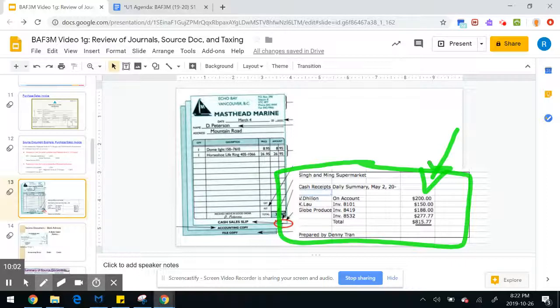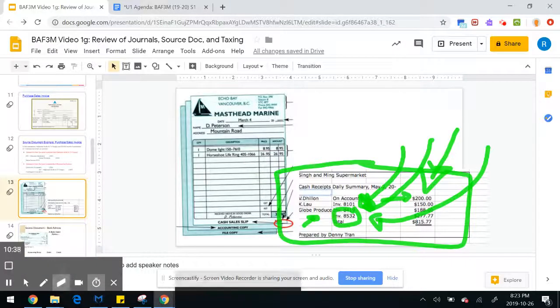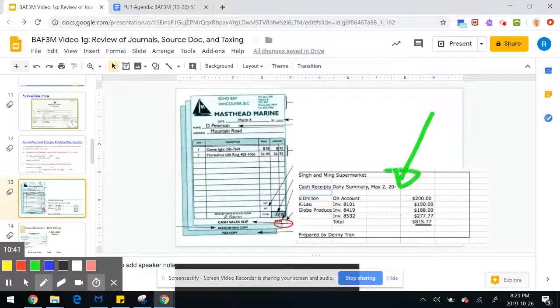So what we do is we keep a cash receipts daily summary. And a cash receipts daily summary is just a record of everyone who's paid us checks over the course of the day. So reading this cash receipts daily summary, here's what it says. It says that K. Dillon, who owed us money, has given us a check for $200. It says also on the same day, May 2nd, Kay Lau, who owed us money from invoice 8101, also gave us a check for 150. Globe Produce, whatever the finish of this word is, that account receivable paid us back for 2 invoices they owed for these 2 amounts that you see over to the right. So it's just listing all the accounts receivable who have paid us back a check, effectively the same as cash, in exchange for the accounts receivable.